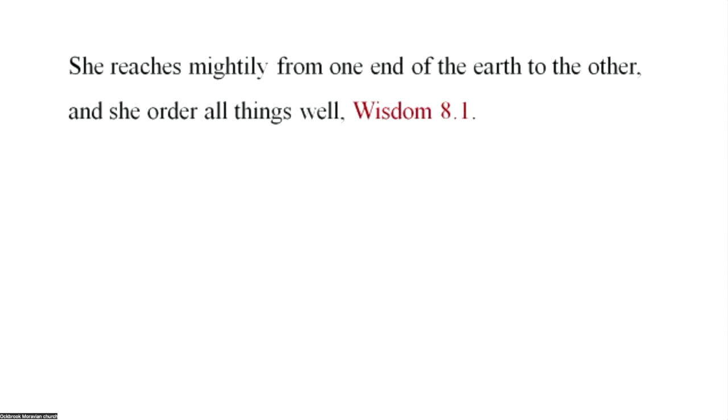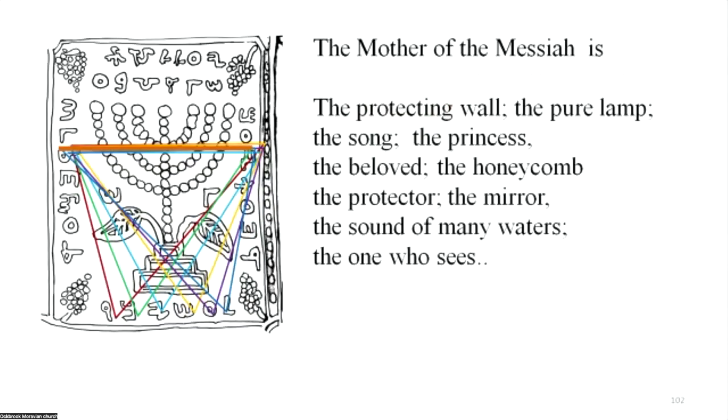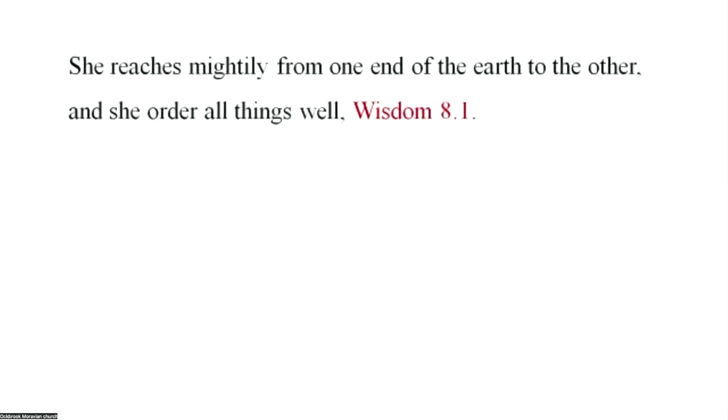Wisdom, Book of Wisdom, chapter 8, verse 1: she reaches mightily from one end of the earth to the other, which of course is what she's doing. Those bottom letters represent the earth. She reaches mightily from one end of the earth to the other, and she orders all things well.